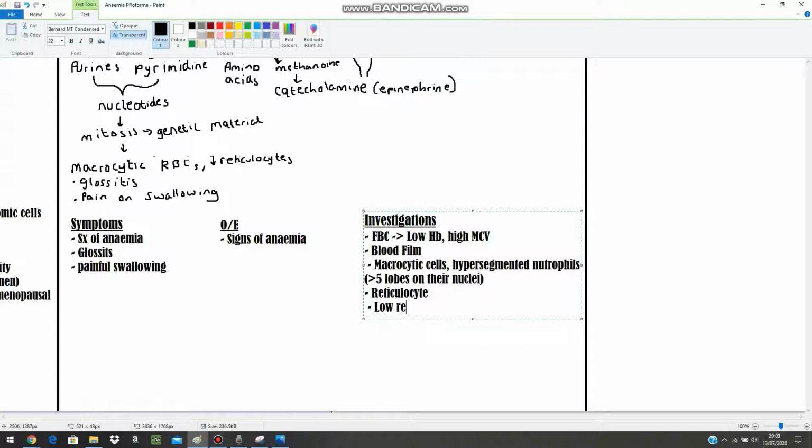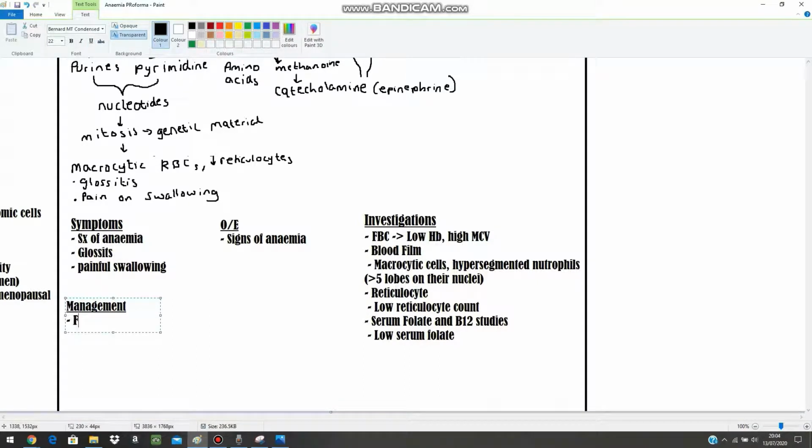We're also going to want to do a reticulocyte count, and we see our reticulocyte count is low for the reasons I've explained before. And lastly, we're going to want to do serum folate and serum B12 studies, and we're going to see low serum folate.